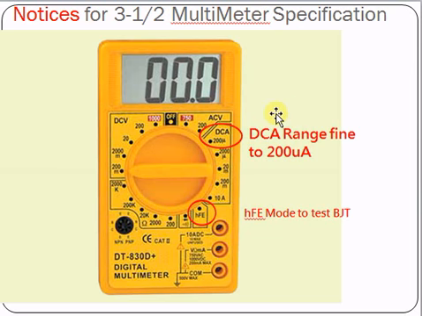When buying your first multimeter, check that it has the HFE mode to test the bipolar junction transistor. And the resolution of the DCA should have a selection that allows you to view 200 microamperes or below.